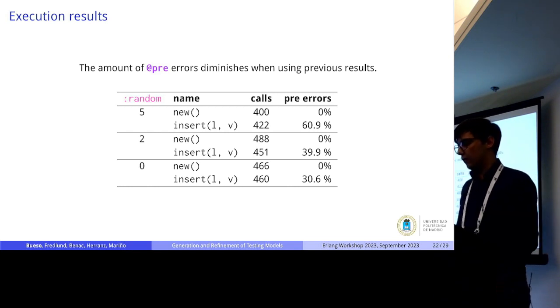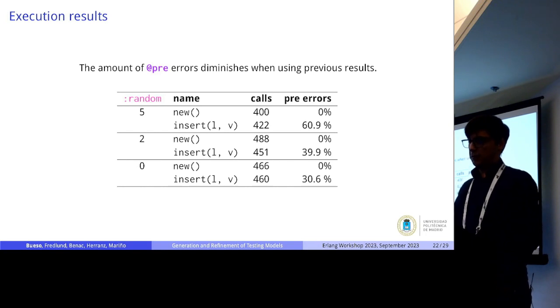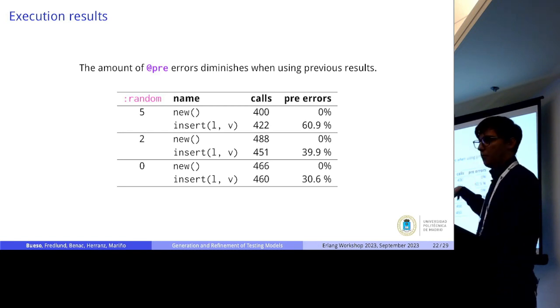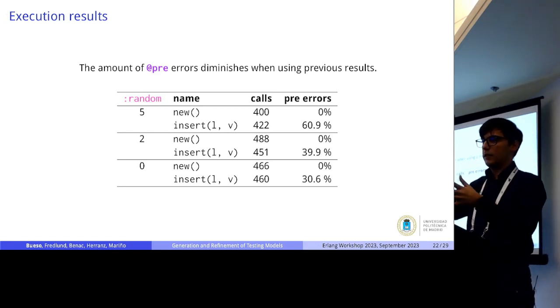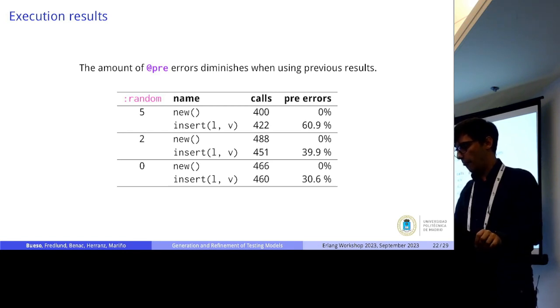So here I show you some execution results where we can see that by using this heuristic, the number of precondition errors is diminished a lot. So these results are much better. Still, we have like 30%. Probably, if we have more functions in our API, this number will be lower.